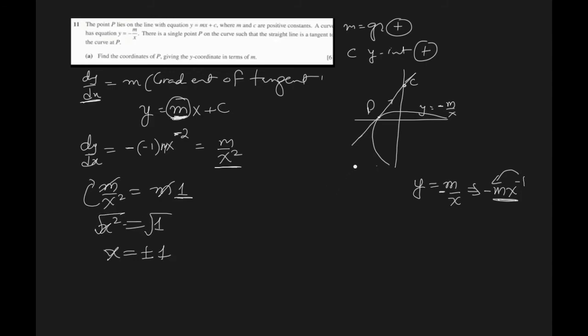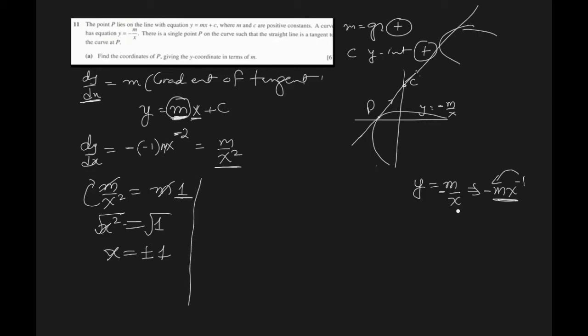But they have specifically said that P is the only point where it is the tangent. That means one of plus or minus we have to filter out. They have said that m and c are positive, but nothing about x, right? Though it looks like it is in the negative zone, we can't say for sure. Maybe the curve was something like this. Maybe here, so x is positive. So we have to reject one of them, but let's see how we can do that.